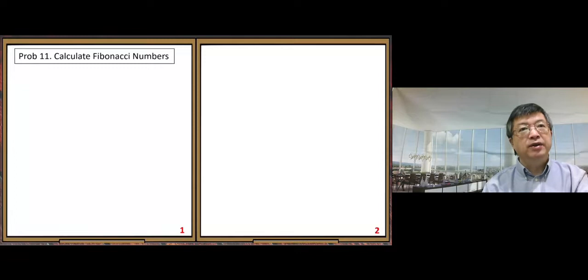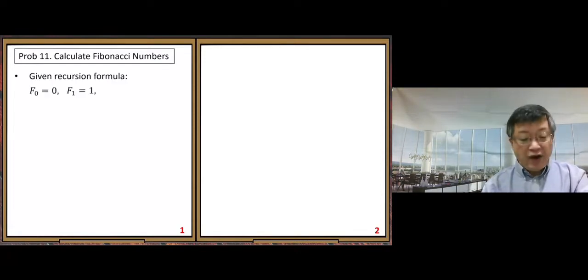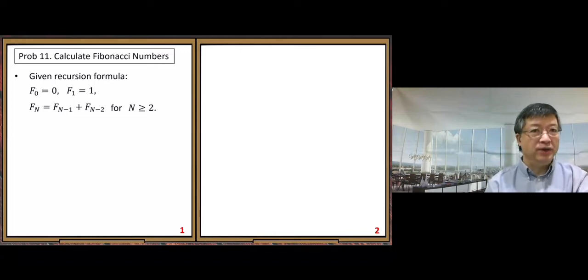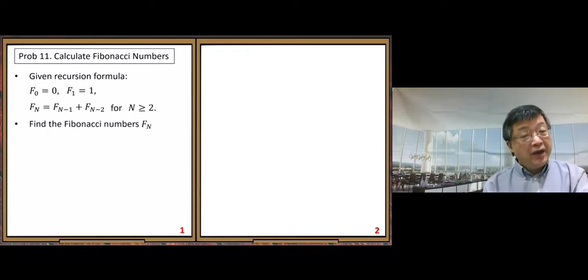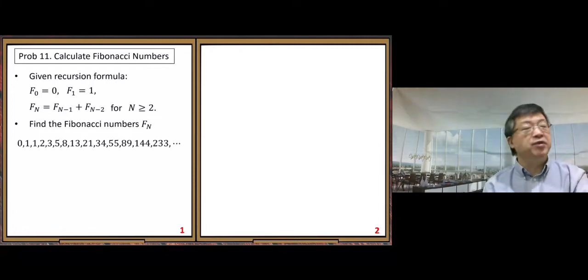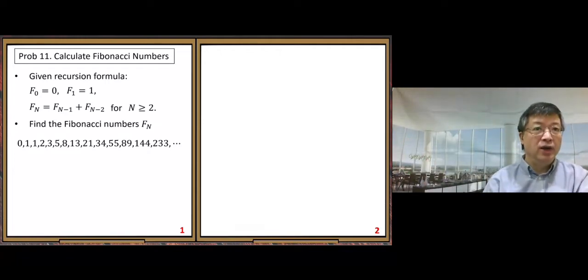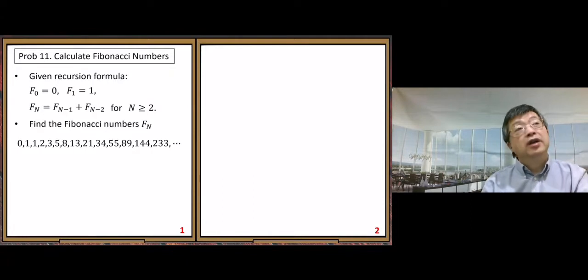Our problem 11: calculate Fibonacci numbers. First, we define the Fibonacci numbers using a recursion formula. And we can calculate the first few Fibonacci numbers using this formula. It looks pretty easy, right? The calculation is straightforward. But there are many interesting properties related to Fibonacci numbers.